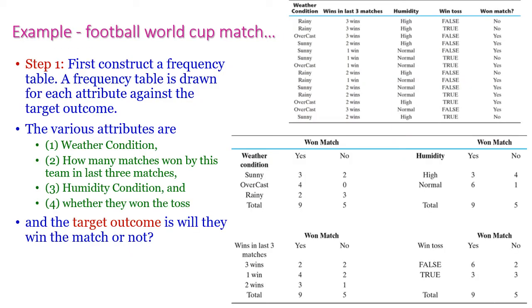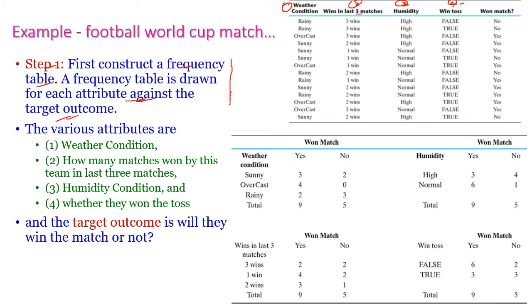The first step is to construct the frequency table. The frequency table is drawn for each attribute against the target outcome. Here the attributes given are 4. First one is weather condition, second one is wins in last 3 matches, third one is humidity, and fourth one is win toss or not. So for all the given attributes we need to construct the frequency table.